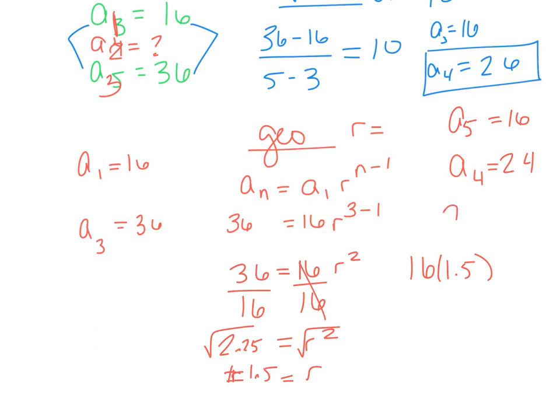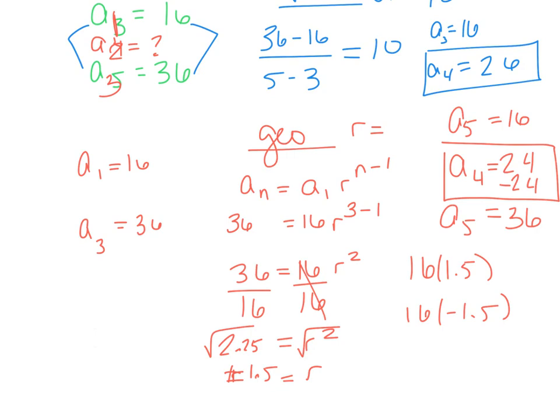But with a geometric sequence, you could also multiply by a negative, meaning that a negative 24 is also a possible answer for A4. This should make sense because if the rate was positive, you would just be positive, so 16, 24, 36. But if the rate was negative, if you multiply by a negative, you get a negative, but if you multiply this negative by a negative, you will get a positive. And that's why this works out. So the possible answers are 26, 24, negative 24.